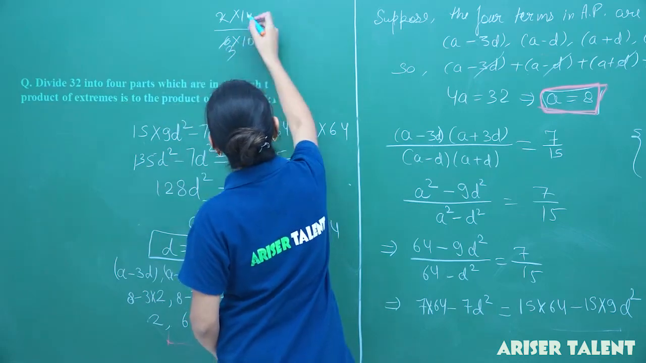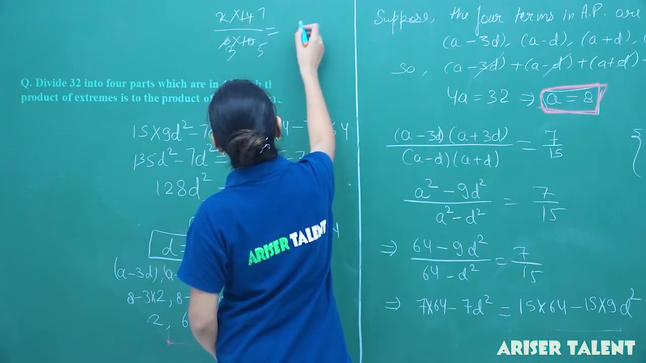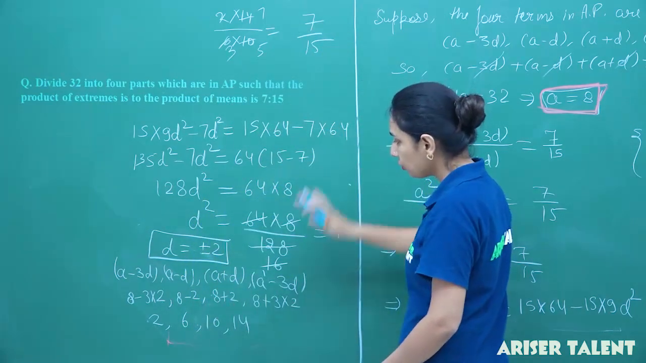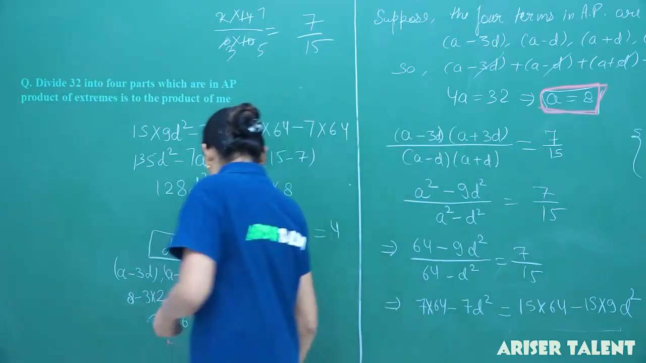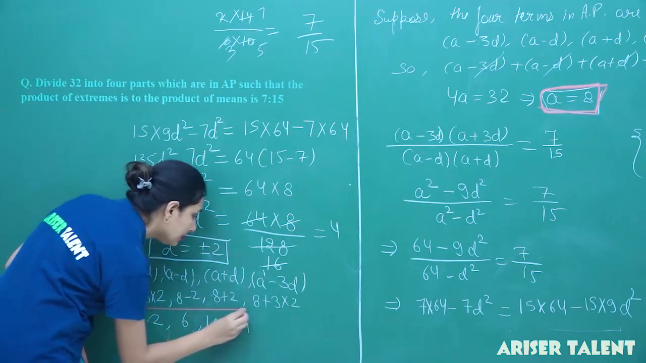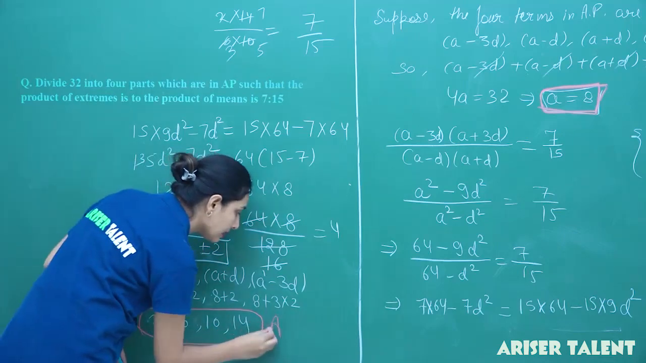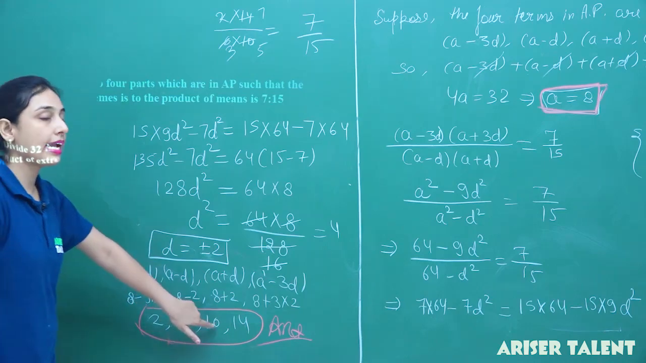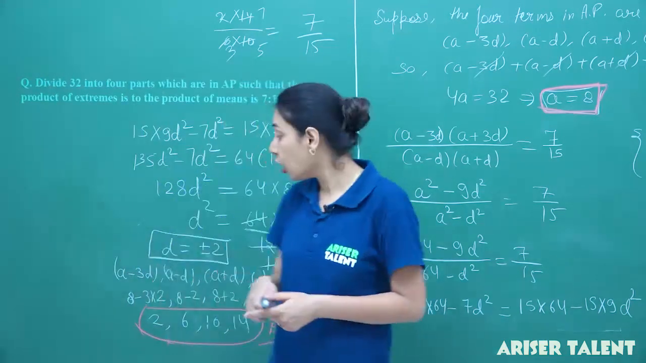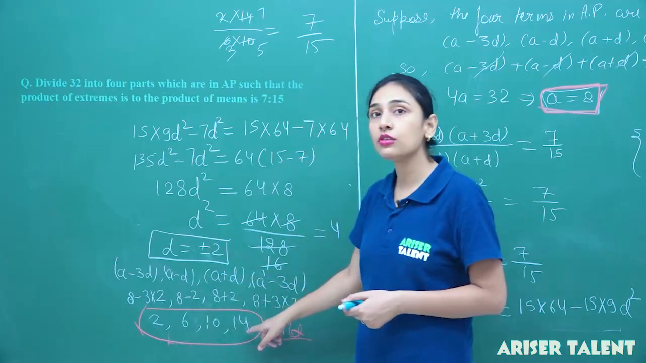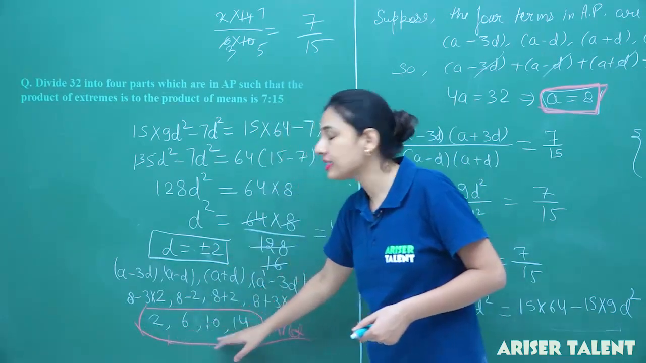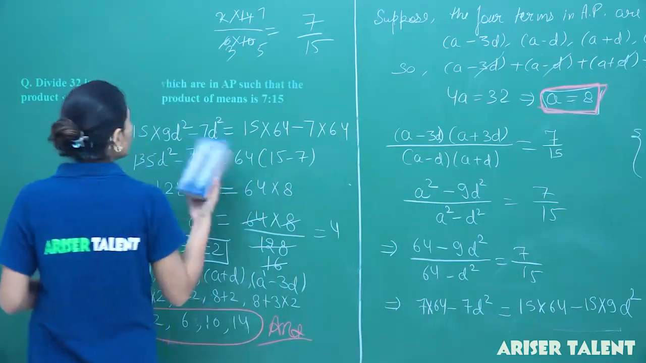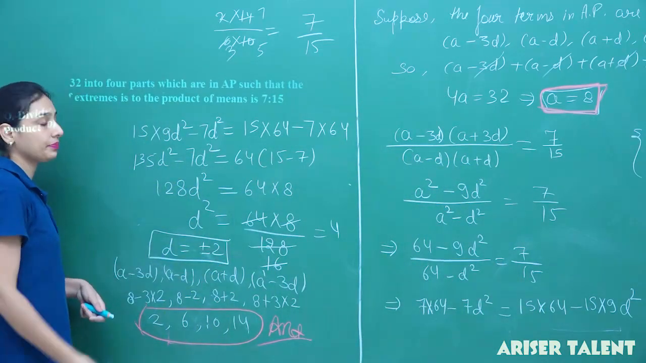So what will it give you? 3 times, 7 times, 5 times. So that will give you 7 by 15, which is the given ratio. So you can cross-check your answer. Okay, so this is your answer. Now this AP can be 2, 6, 10 and 14, and in reverse, when you put the value D equals -2, you will get 14, 10, 6 and 2. That means the reverse of this AP in descending order. Okay. So note this so that I can rub this.